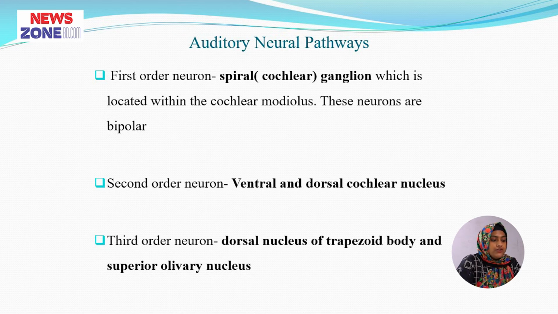There is an auditory neural pathway, how we can hear the voice. The first order neuron is present within the spiral or cochlear ganglion, which is located within the cochlear modiolus. These neurons are bipolar neurons. The second order neuron is the ventral and dorsal cochlear nucleus, and the third order neuron is the dorsal nucleus of the trapezoid body and the superior olivary nucleus.